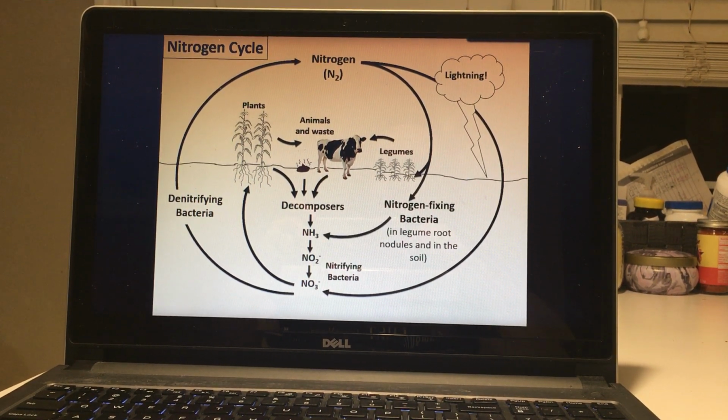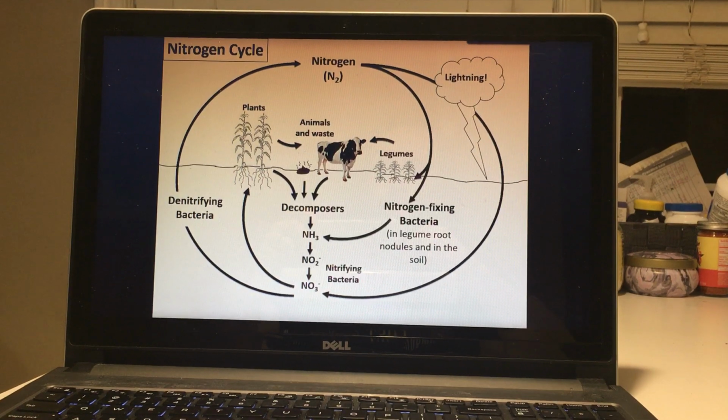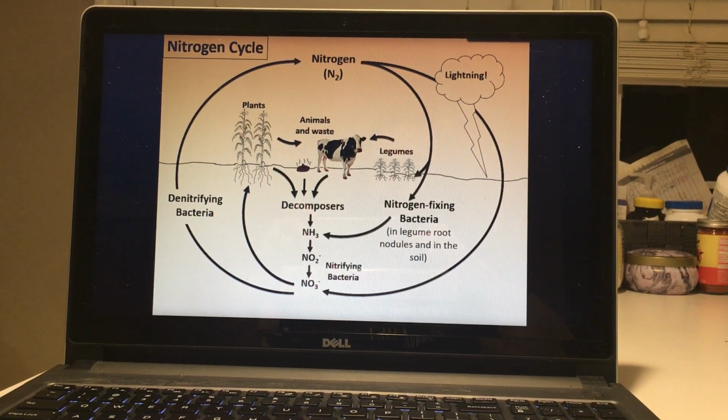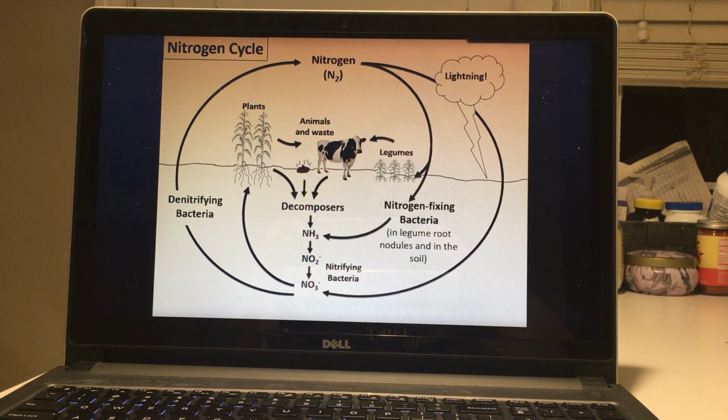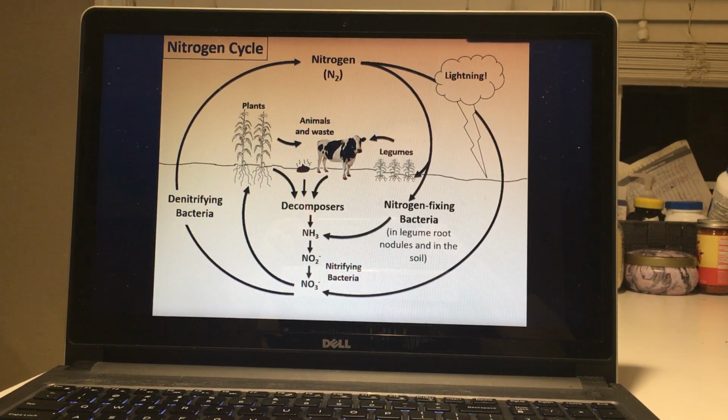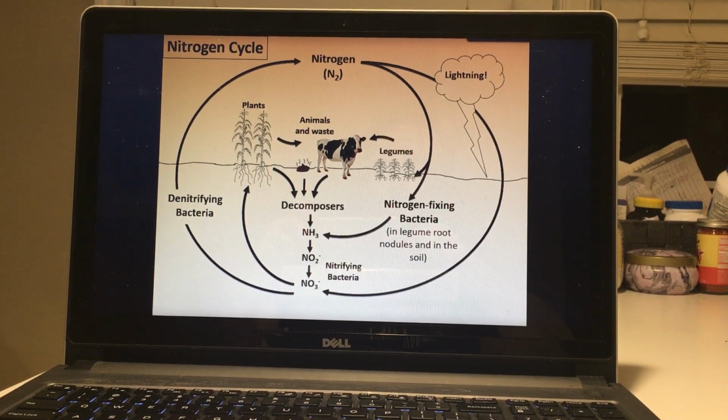It also produces one of the greenhouse gases, nitrous oxide, NO2. So, we need denitrifying bacteria to complete the cycle, but our favorite bacteria are the nitrogen fixers and the nitrifying bacteria.